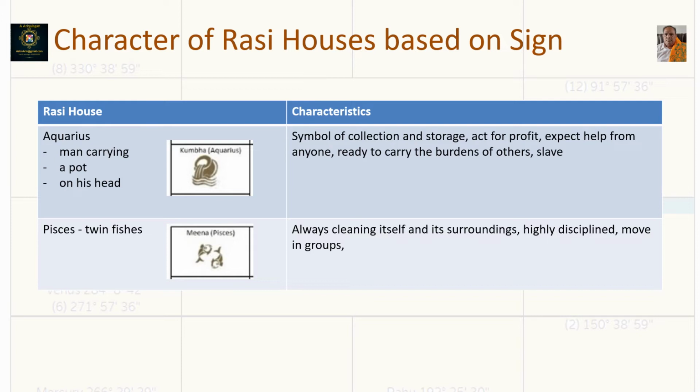There are other characters as well, but I just wanted to present only the basic things, and if you type the names of the Rasi houses on the internet, you can find more detailed descriptions. But always remember the icon of each Rasi house and these basic features that you have to understand. So this is what it is.